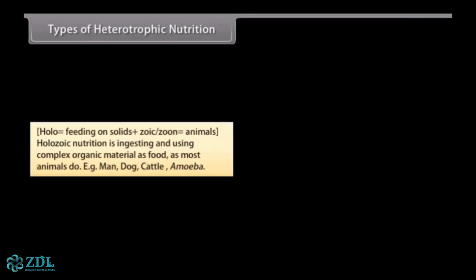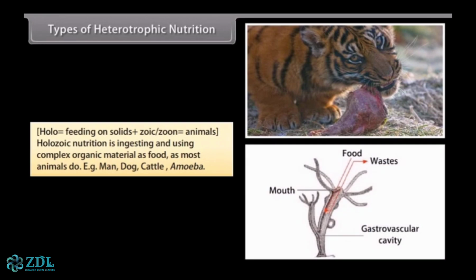Holo means feeding on solids, and zoic, zoon, means animals. Holozoic nutrition is ingesting and using complex organic material as food, as most animals do, that is man, dog, cattle, amoeba.